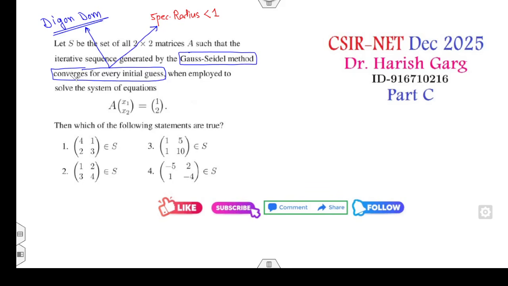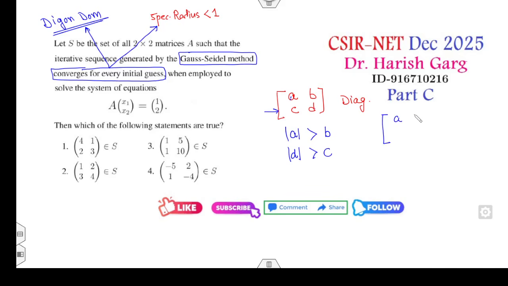So सबसे पहले diagonal dominant check कर लेते हैं. I will tell you a quick way. If you have the matrix A, B, C, D, this matrix is said to be diagonal dominant if the absolute value of the diagonal entry in the first row is greater than the sum of the remaining elements. Fine. Similarly, for the second row, the diagonal element D must be greater than C.